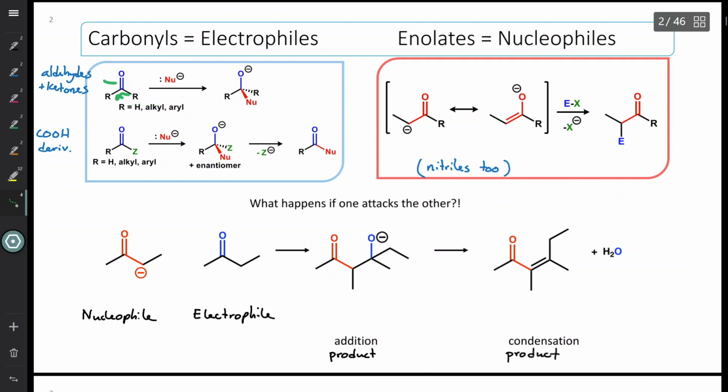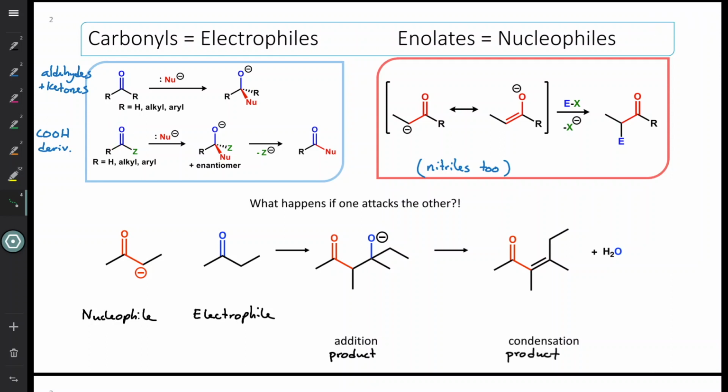can come in and attack, and if you have an aldehyde or ketone, then you get this addition product. If you have a carboxylic acid derivative with this leaving group, then the nucleophile will come in and then displace the leaving group and give you a substitution product instead. So this is with the carbonyl as an electrophile.